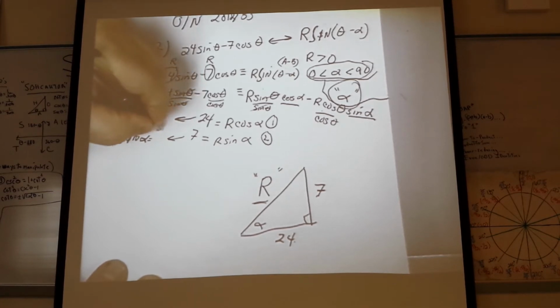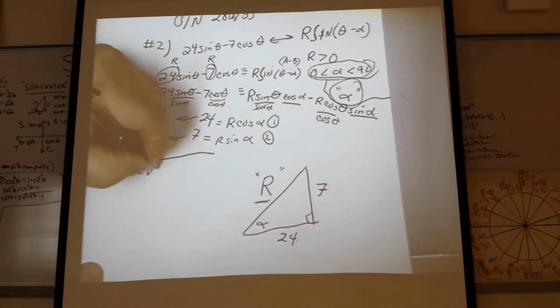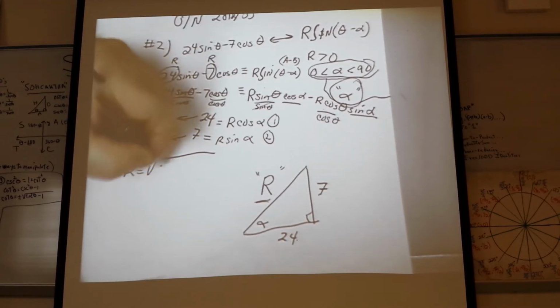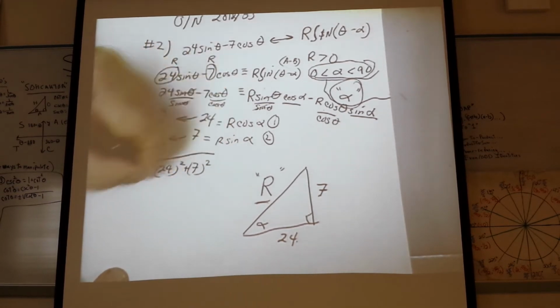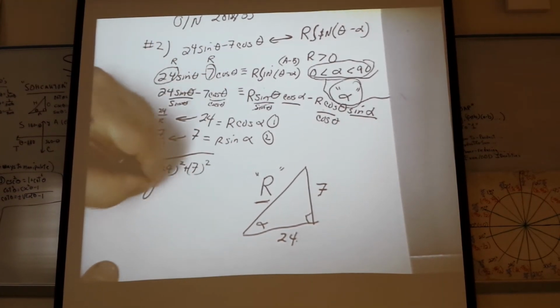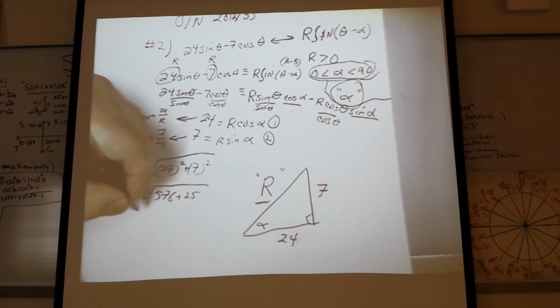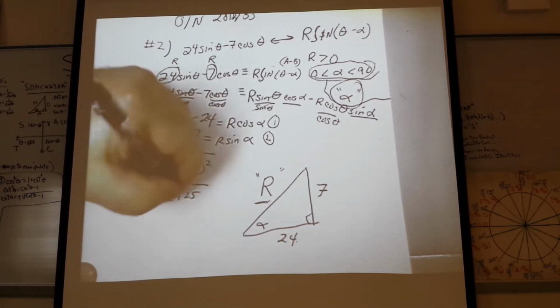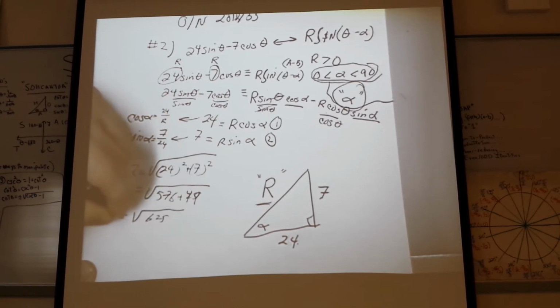So now you just do 7 squared plus. r is equal to the square root of a squared plus b squared. So I'm going to put 24 squared plus 7 squared. Everybody knows 24 squared is 576, plus 49. That's 625.